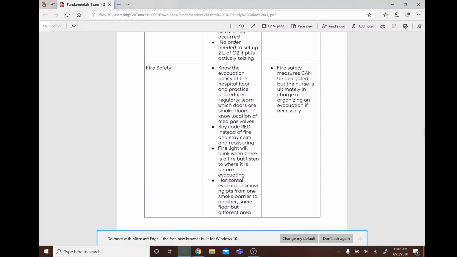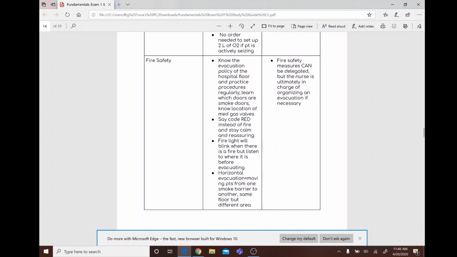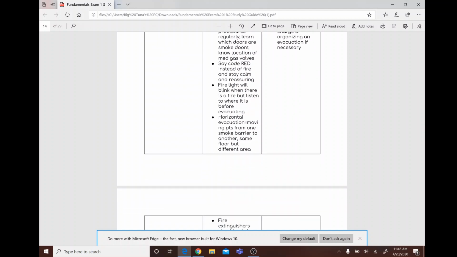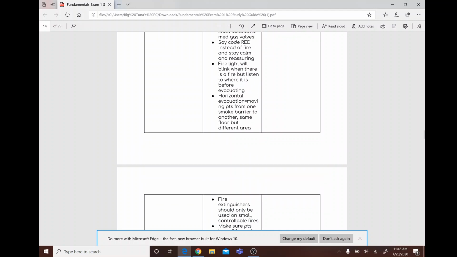All right. Are we going to say code red or fire over the alarm if we have a fire? Code red. All right, what's horizontal evacuation? Moving patients from one smoke barrier to another. It's the same floor but a different area.